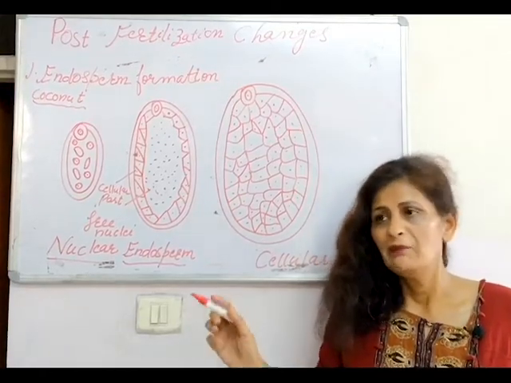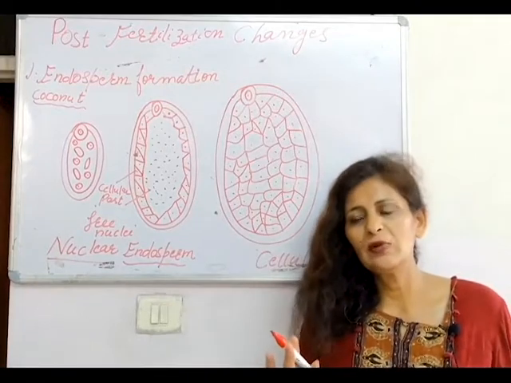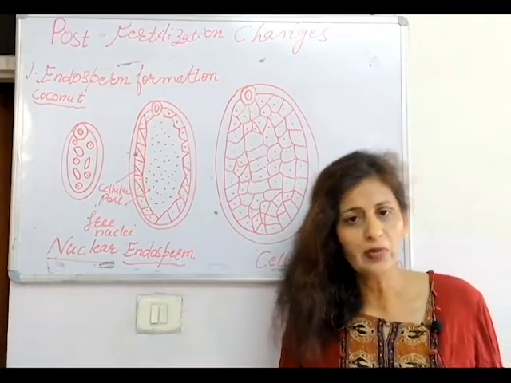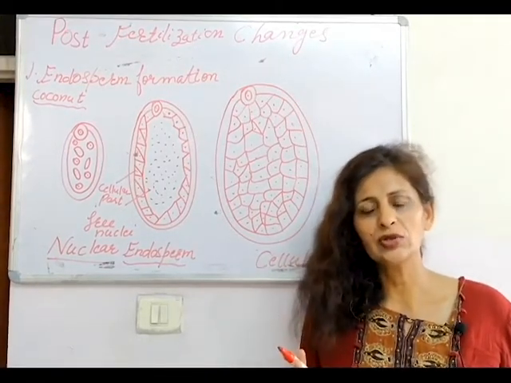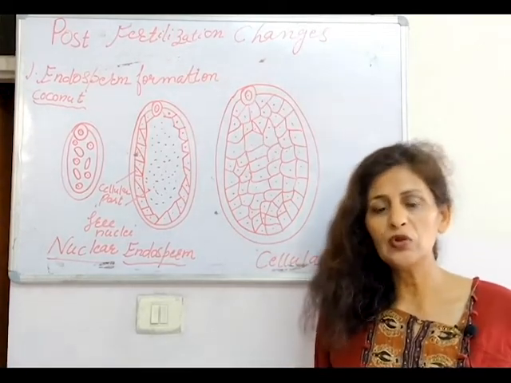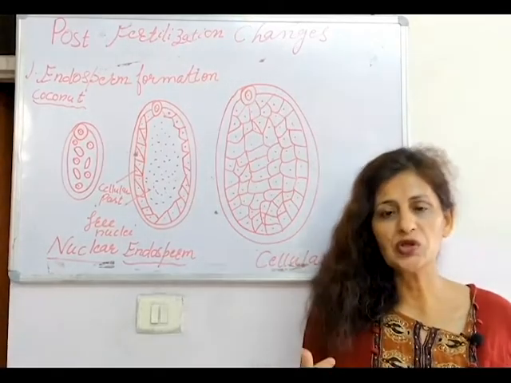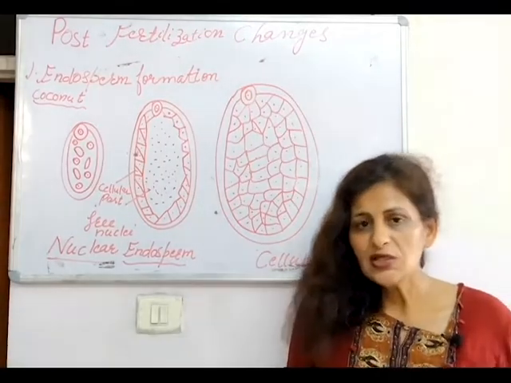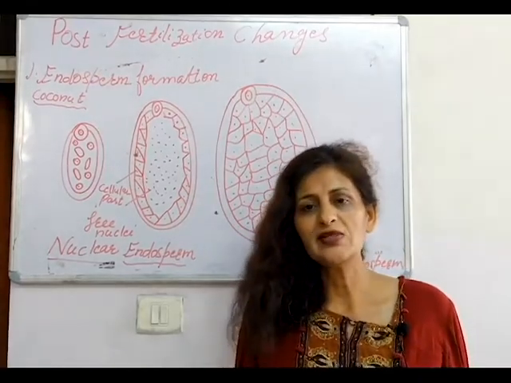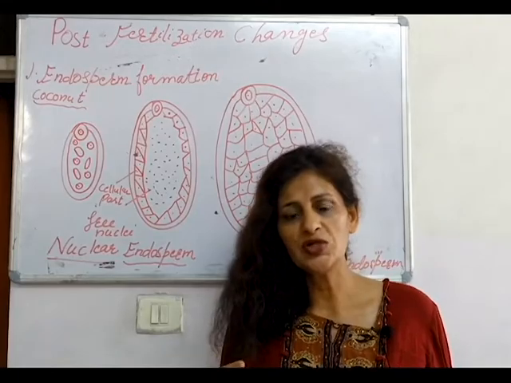Hello everybody. Previously we discussed double fertilization, in which I explained that two structures are formed in the flower after fertilization, that is the zygote and the primary endosperm nucleus. Today I will discuss what happens to these structures. The changes which occur after fertilization are called post-fertilization changes.